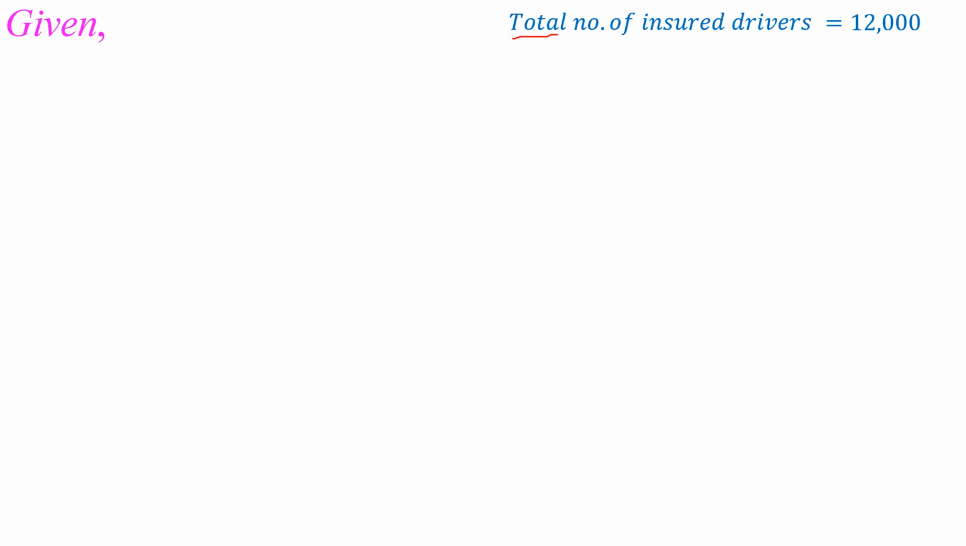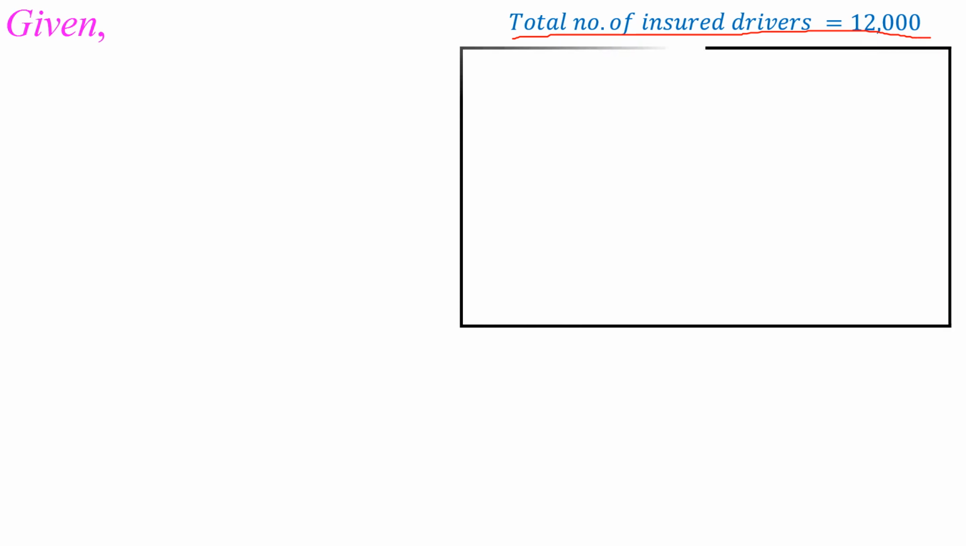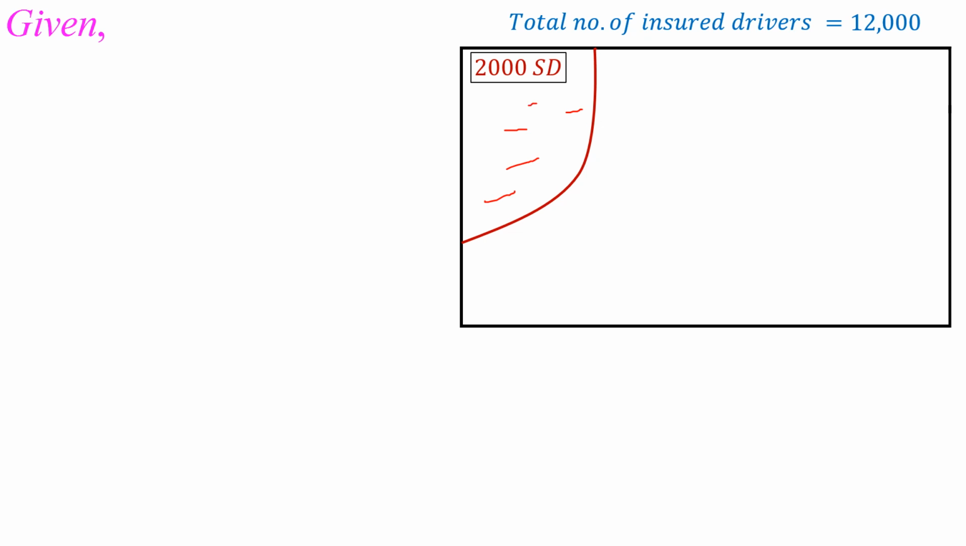So let us see total number of insured drivers 12,000. And here we have to draw a sample space. So here we have to draw. First of all, we know that there are 2,000 scooter drivers. So this portion represents what? The portion of scooter drivers of the whole sample space. This is our whole sample space, and of this sample space, this area is covered by the scooter driver.